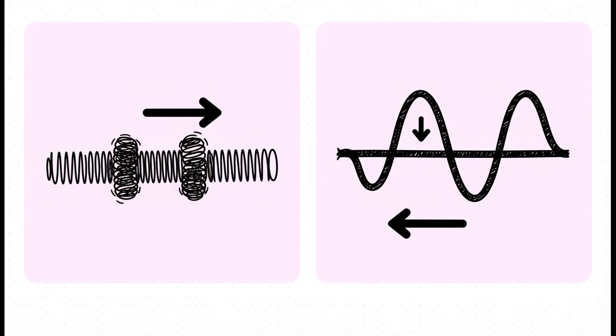But on the other side, you have transverse waves. For these, the vibration is at a right angle, perpendicular, to the direction of the energy. Just imagine shaking a rope up and down. The rope itself moves vertically, right? But the wave travels horizontally, away from you.